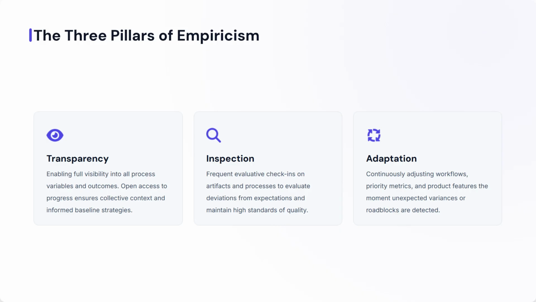So, how does empiricism actually function? It rests on three essential pillars, often called the Scrum Triad: transparency, inspection, and adaptation. Think of it like checking your car's engine. Transparency means having the hood open so you can see everything. Inspection is examining the belts and filters to spot wear. Adaptation is fixing or replacing a worn part before it breaks on the highway. Let's look at how Scrum builds these three pillars directly into your daily workflow.